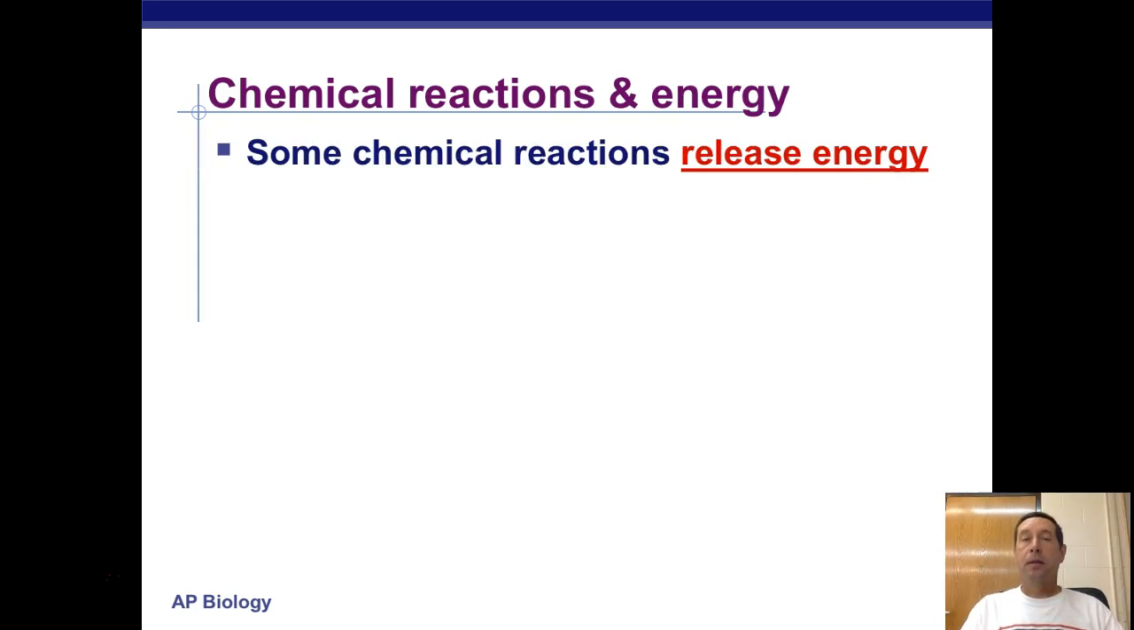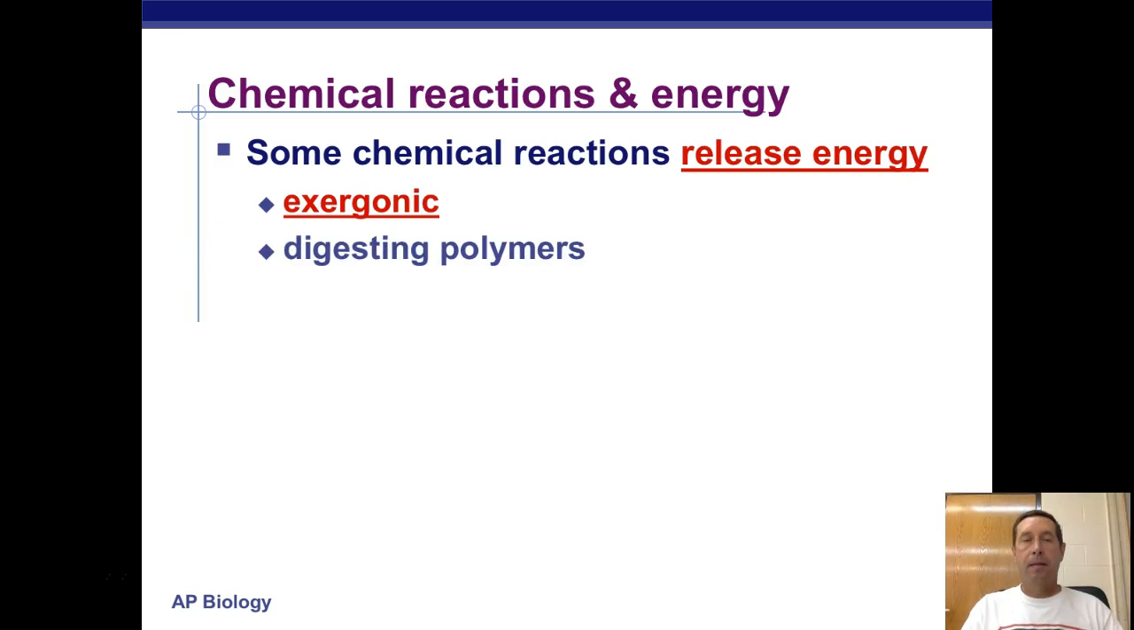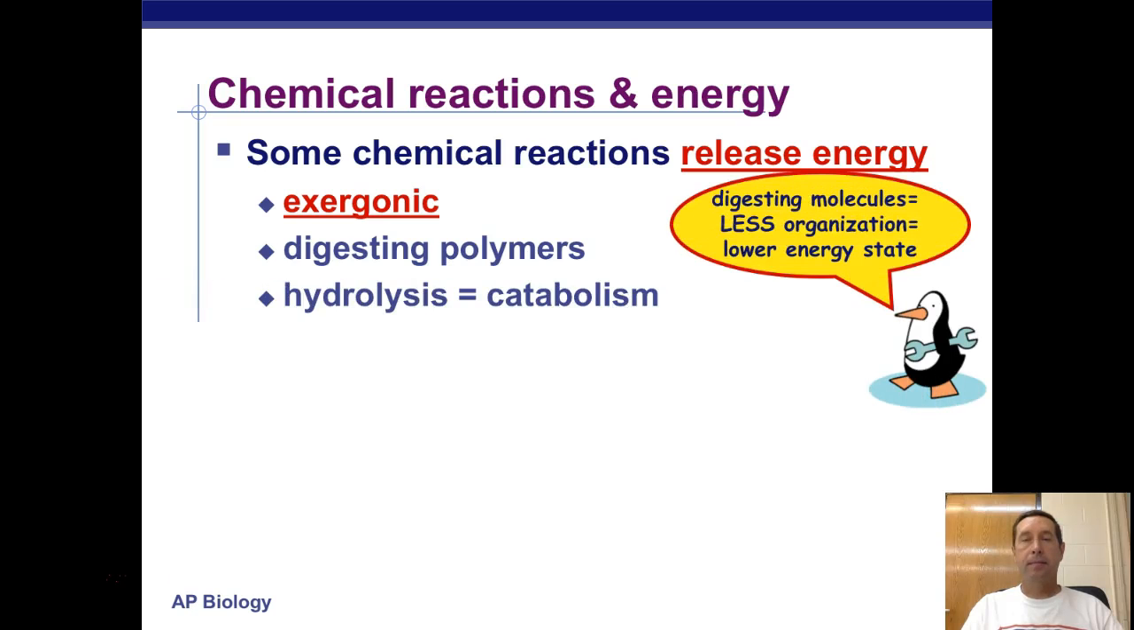Some chemical reactions release energy. These are called exergonic reactions. Energy is exiting from the reaction. Digesting polymers would be an example of an exergonic reaction. So in an exergonic reaction, the products have less energy than the reactants.